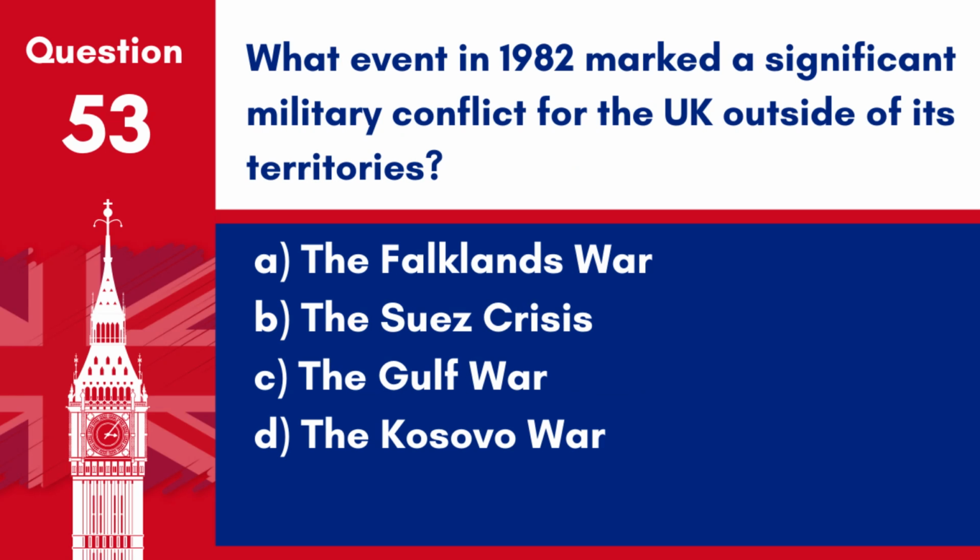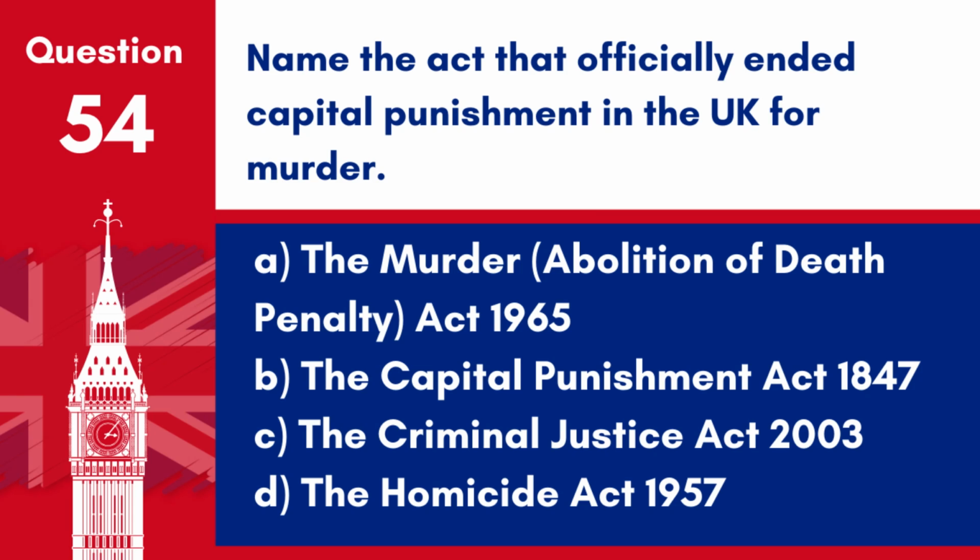Question 53. What event in 1982 marked a significant military conflict for the UK outside of its territories? A. The Falklands War. B. The Suez Crisis. C. The Gulf War. D. The Kosovo War. Answer: A. The Falklands War. The Falklands War in 1982 was a significant military conflict between the UK and Argentina over the Falkland Islands.